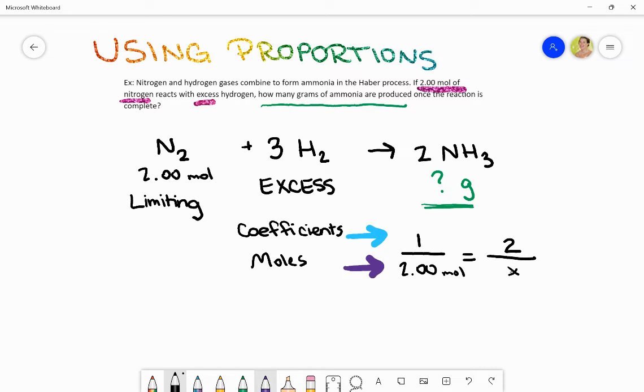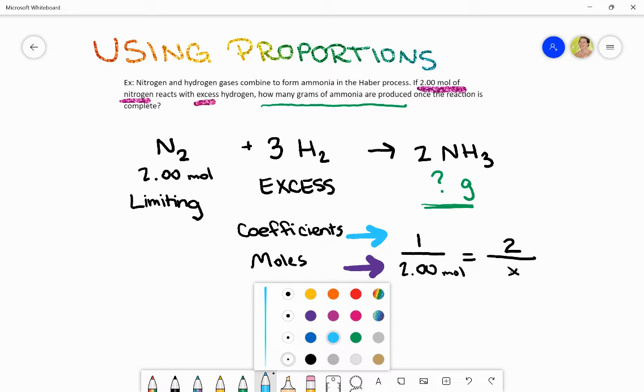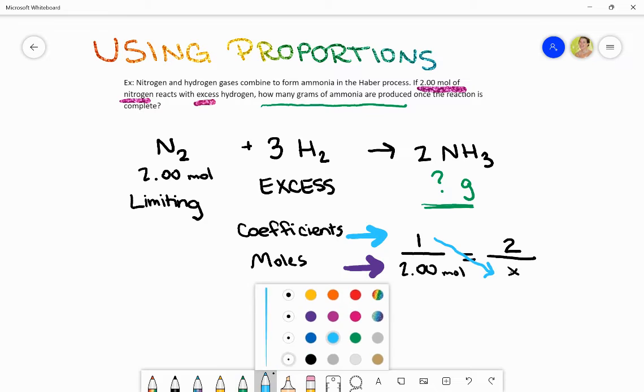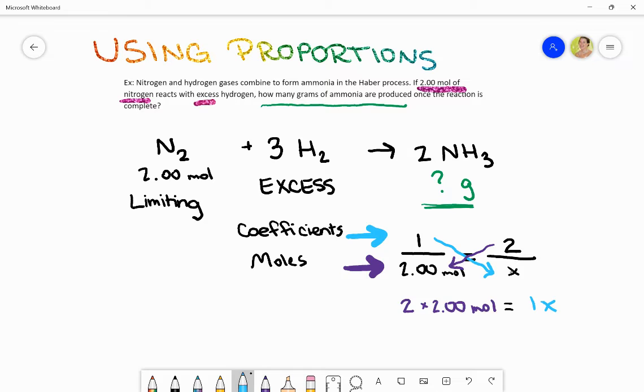Quick reminder about cross multiplication. When I cross multiply, I take my numerator of one ratio and multiply it by the denominator of my other ratio. If I want to solve for x, to get x by itself, since these numbers are next to each other, that means they're multiplied together. I divide by 1. Any number divided by 1 is just itself. So 2 times 2 is 4 moles.